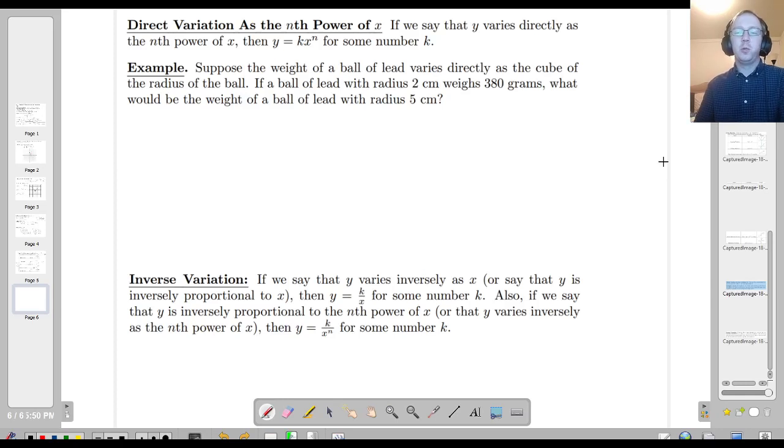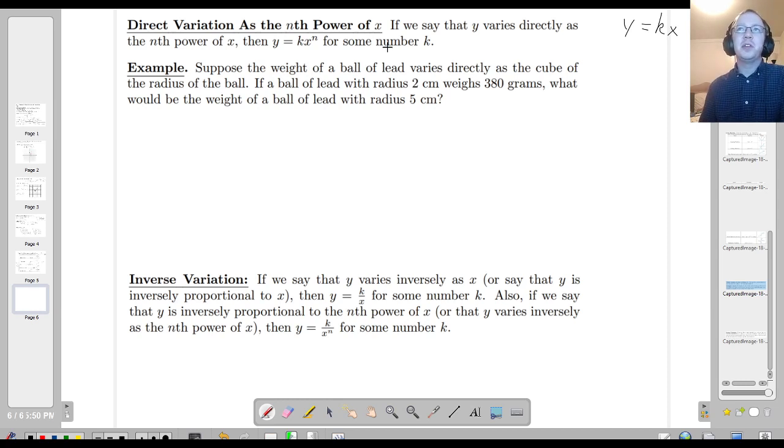In a previous section, we learned about the idea of direct variation. When we talked about direct variation before, we could always say y varies directly as x, or we might have phrased it as y is directly proportional to x. That always followed the equation y equals kx. We're putting a twist on that now.